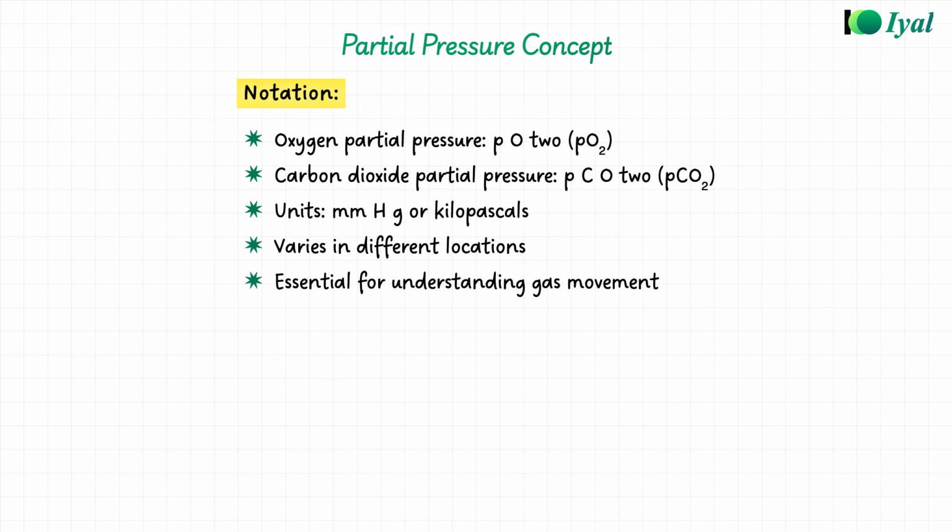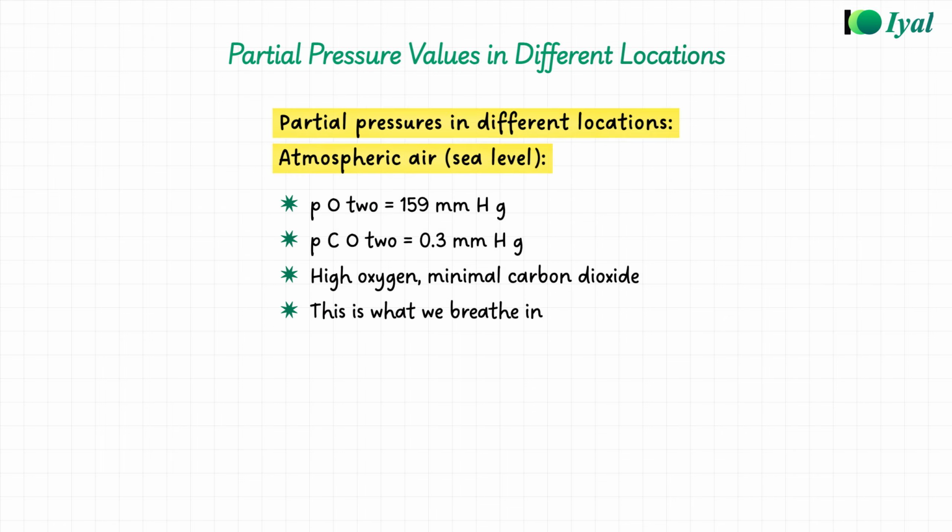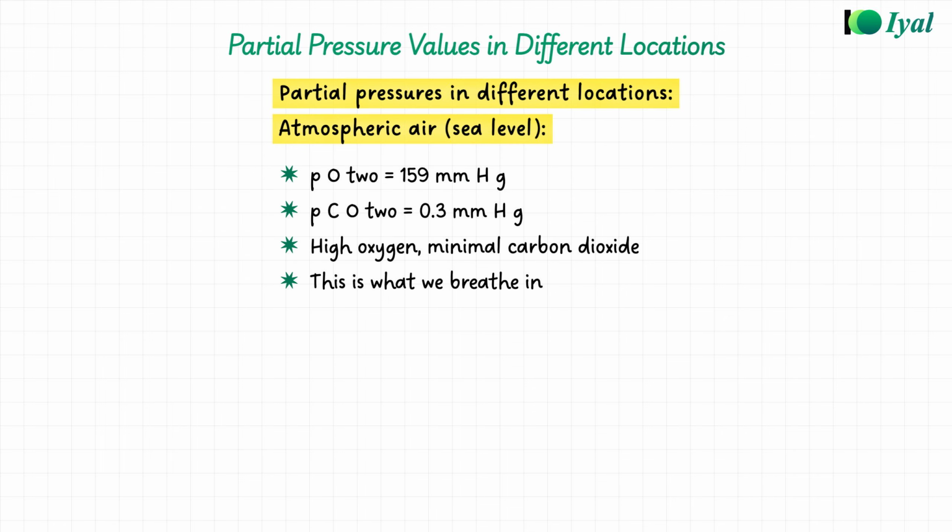In lungs, they are different. In blood, they are different. In tissues, they are different. These differences are what drive gas movement. This is a key concept. Let me give you the actual numbers. In atmospheric air, the air around us, the partial pressure of oxygen is 159 millimeters of mercury. The partial pressure of carbon dioxide is 0.3 millimeters of mercury.